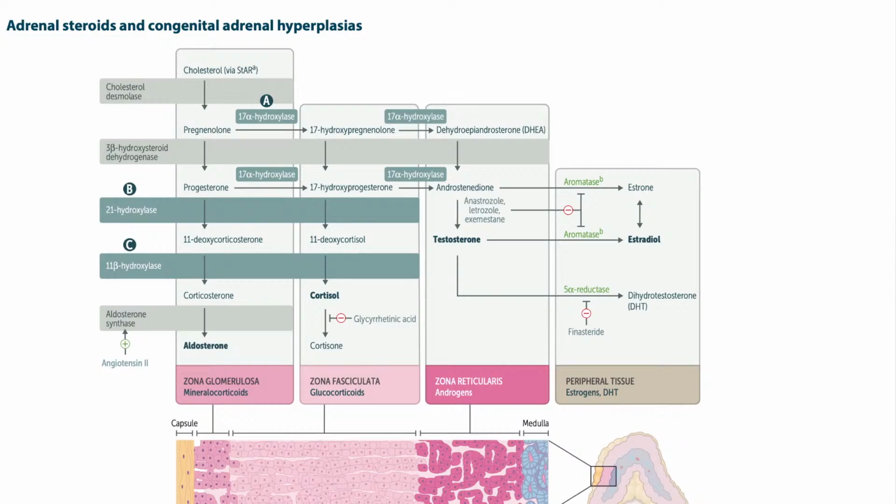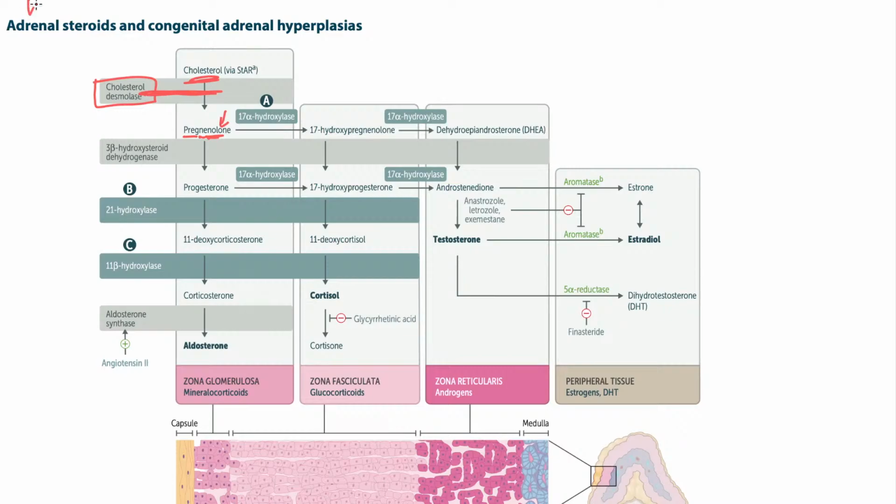So we have cholesterol. What is StAR? It's a rate limiting step in which the cholesterol gets converted into pregnenolone. There is an enzyme known as cholesterol desmolase. Now, who's stimulating cholesterol desmolase?